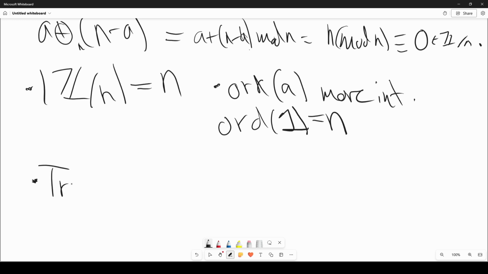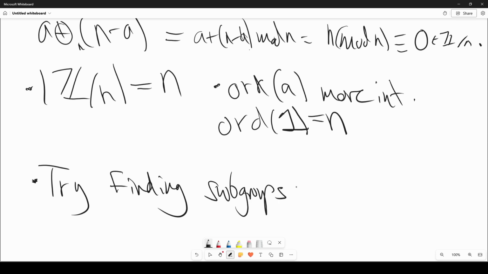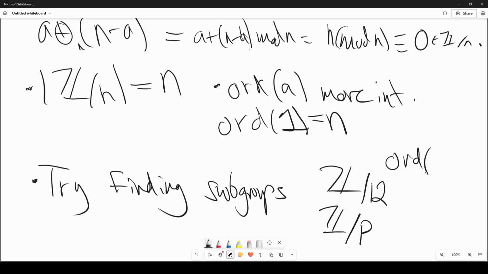So I want you to try finding subgroups of, let's say, Z mod 12. So this is when n equals 12. And then also try it for some prime number. You can try a specific one like 5 or 7, but you can also just think of Z mod p, where p is some prime number. And try to find subgroups and the order of elements. So I'll just give you an example. The order of, let's say, 2 in Z mod 12 is 6, because you need to add 2 six times to get to 12.